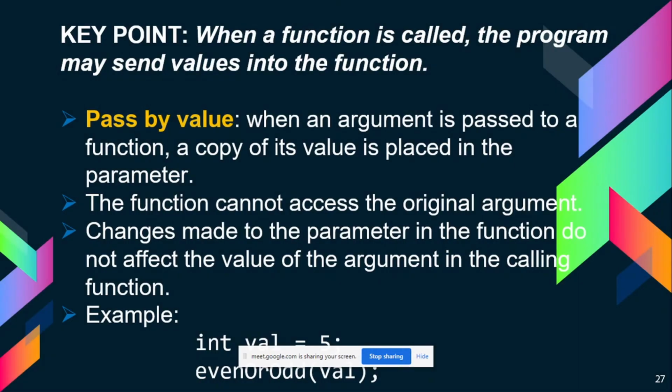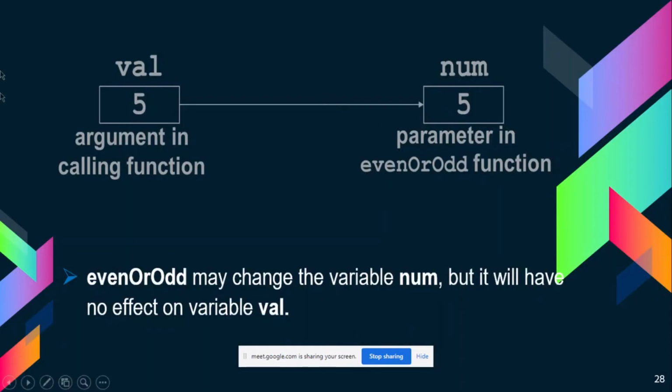Yan. So, passing data by value. So, when an argument is passed to a function, a copy of its value is placed in the parameter, and the function cannot access the original argument. Changes made to the parameter in the function do not affect the value of the argument. No? So, hindi makaka-affect yung variable na meron ka dun sa function main, dun sa function na ikaw ang nag-create. No? So, halimbawa ito, argument in calling function, nag-enter tayo ng 5 kanina. Then, pinas natin dun sa parameter na 5. No?